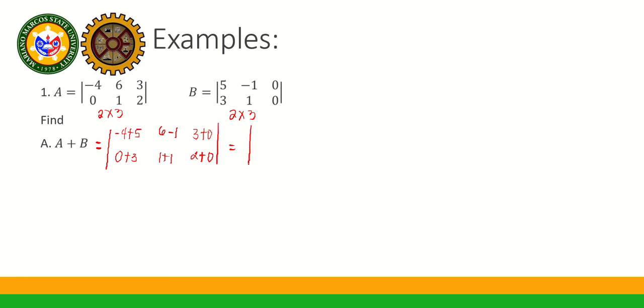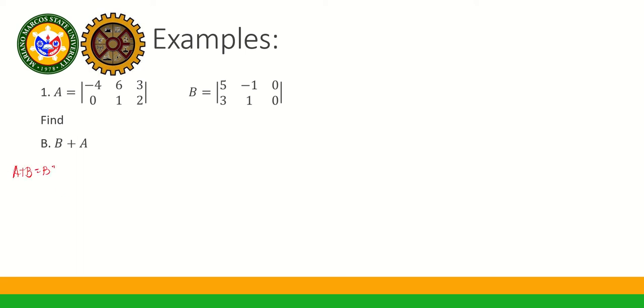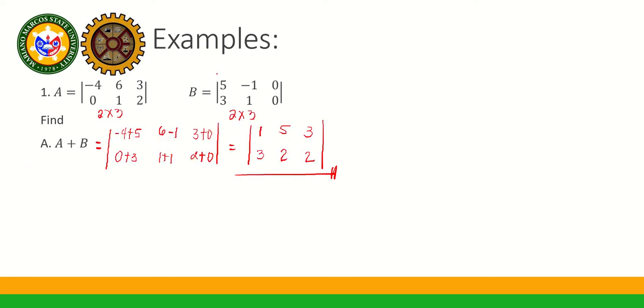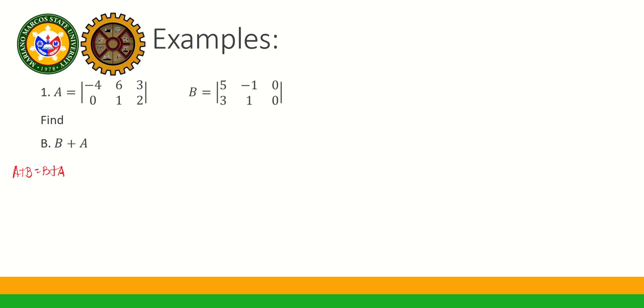So this will be equal to -4 plus 5 is 1, 6 minus 1 is 5, 3 plus 0 is equal to 3, 0 plus 3 is equal to 3, 1 plus 1 is equal to 2, and 2 plus 0 is equal to 2. So this is your answer for example letter A. Now for letter B naman, B plus A. So remember yung rule natin that A plus B is equal to B plus A. So we should get the same answer dito sa example letter B. So let's prove kung tama yan.